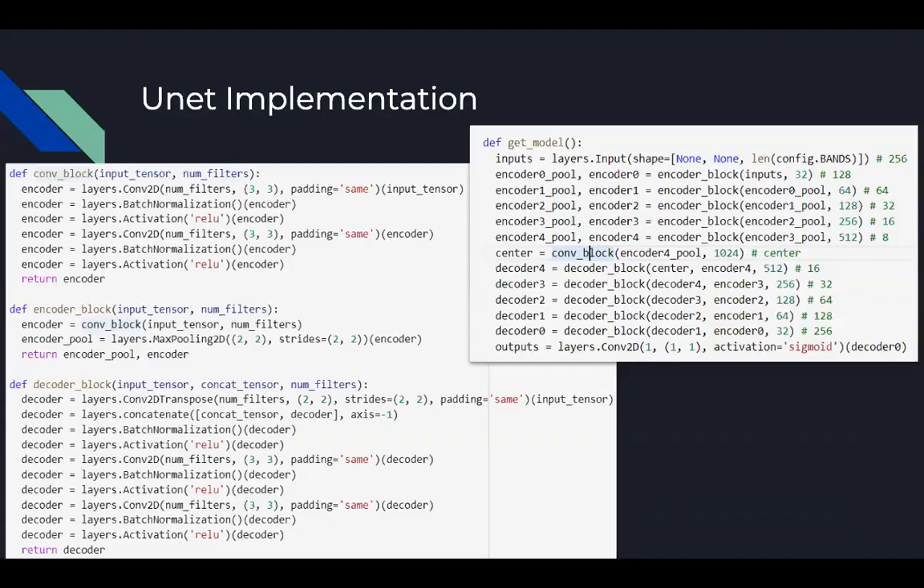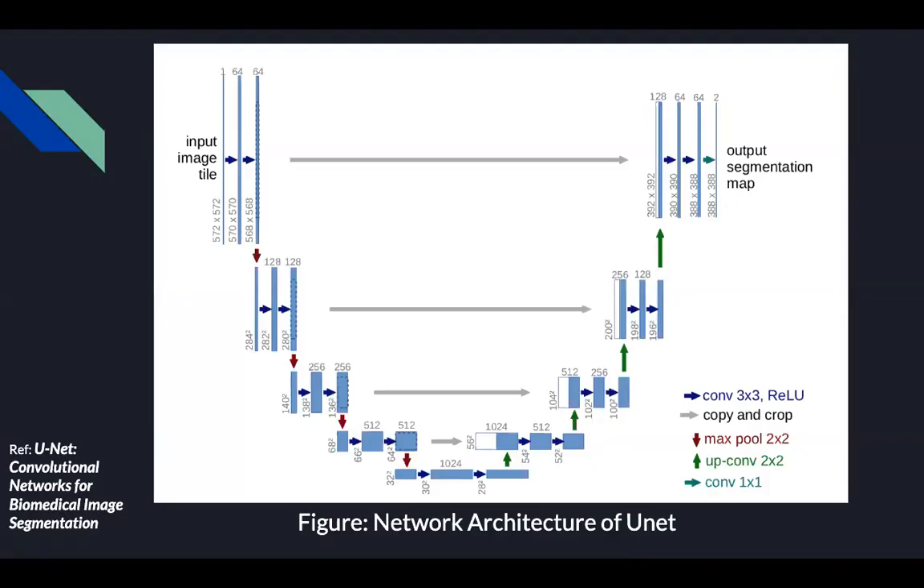So this is the Python script for the Unet implementation using TensorFlow. So in here, we separated it into 3 parts. The first one is the convolution block, and then the second one is the encoder block, and that one is the decoder block. As I have shown in this figure.